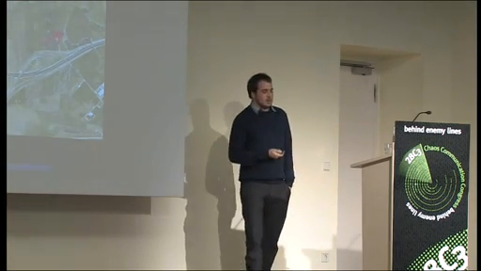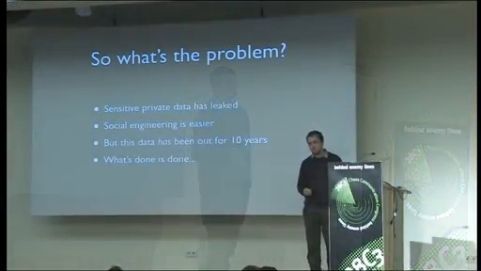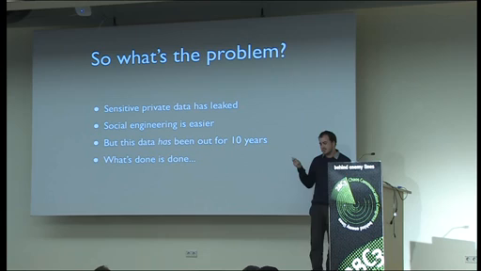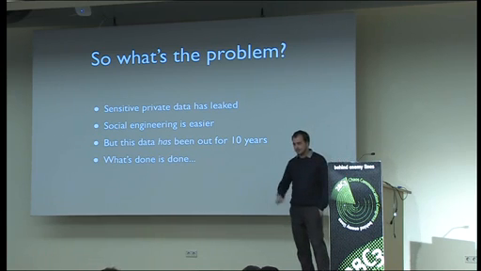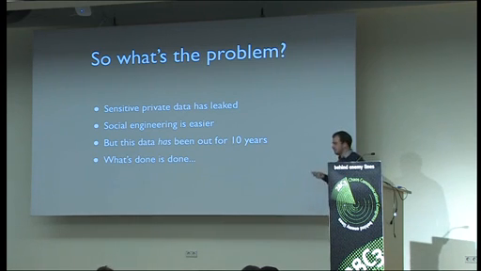So what is the problem with all this? Sensitive and private data has been leaked, and social engineering has obviously become much easier. And we know for a fact that in the past several years, this data has been used for various identity theft scams and other scams, mostly related to money. But this data has been out for 10 years, and how do we adapt to this situation?